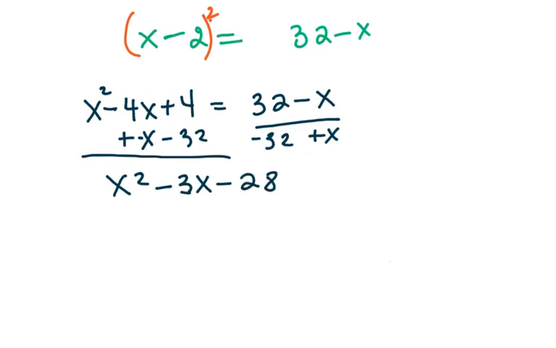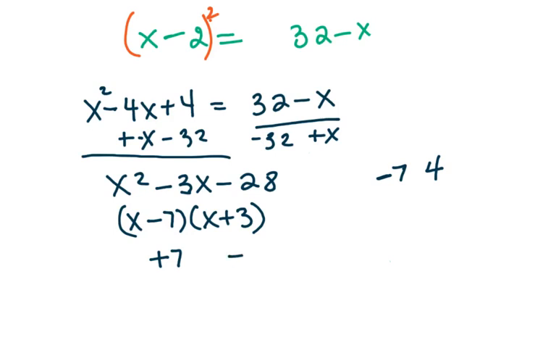All right, now the factors of negative 28 are 7 and 4, but the big guy has to be negative because I have a negative 3. So my answer will be x minus 7 and x plus 3. Now, when I bring these two numbers out of their parentheses, this becomes positive 7, this becomes negative 3. So again, positive 7 is correct, negative 3 is not.